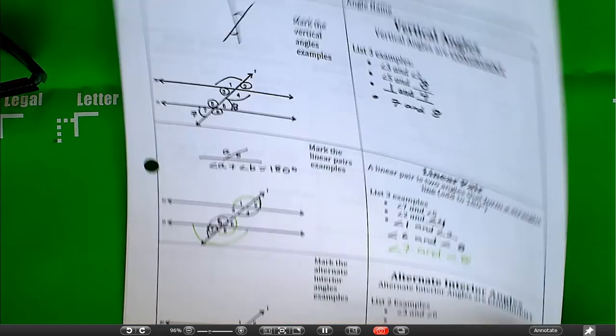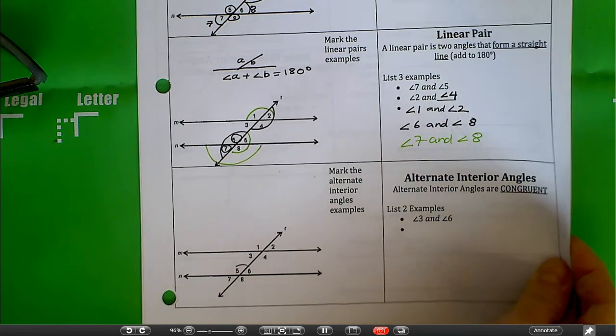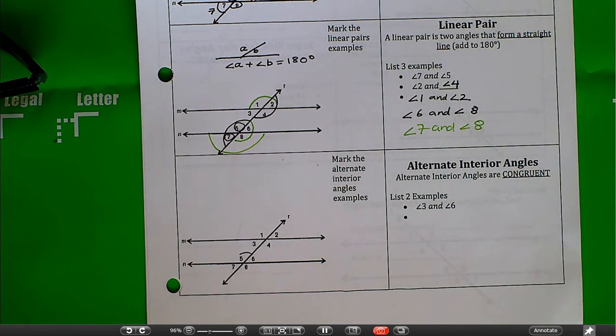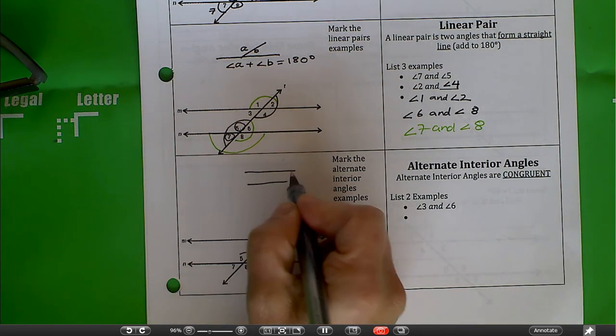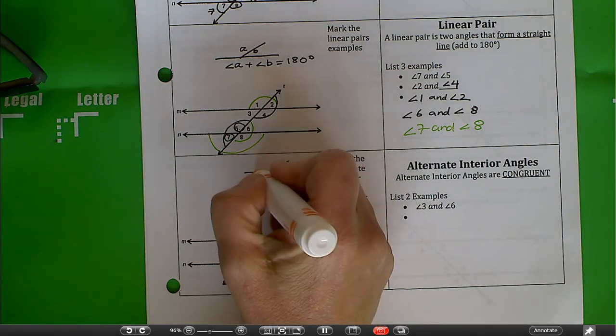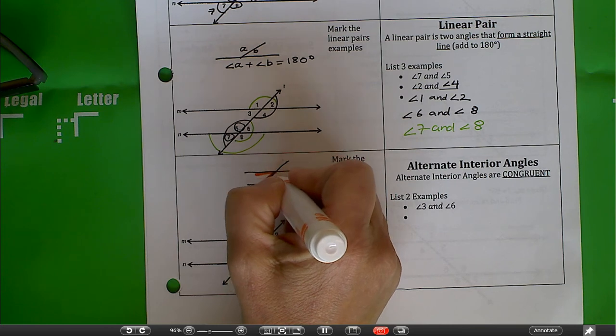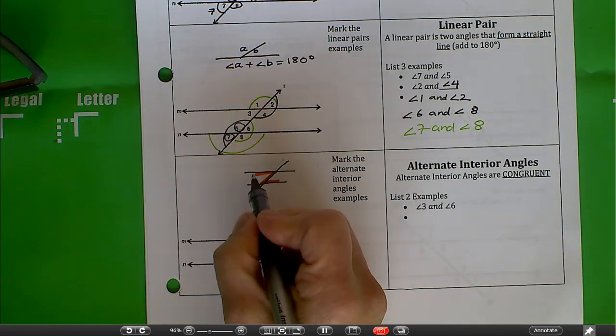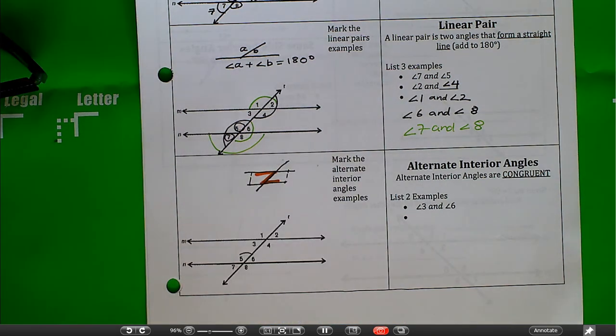Now let's look at the next one. We're looking at alternate interior angles. Those are my favorite. What I like about alternate interior angles is that it forms a Z. I would always look for the Z when I was in high school. And here we go, this is my Z. Those are alternate interior angles, and they are also inside the box. There is a pretend box. So they are on alternate sides of the transversal, and they're interior, or inside the box.